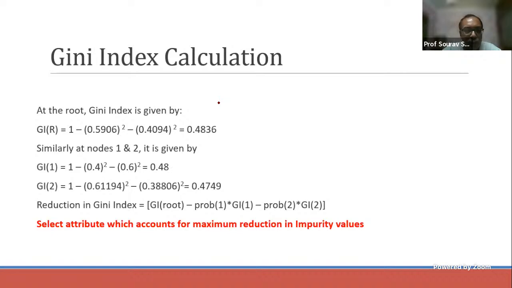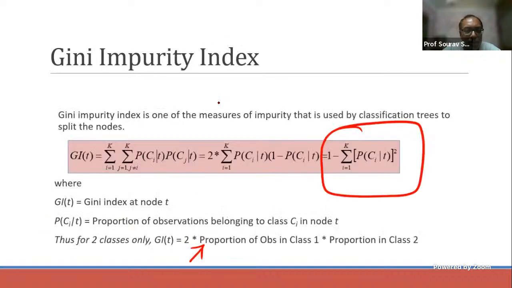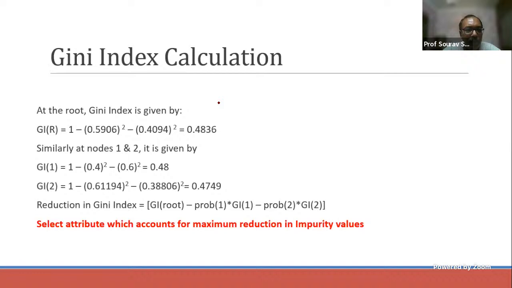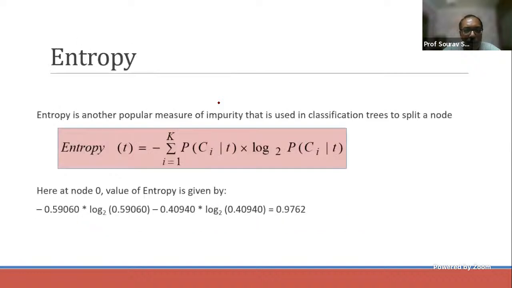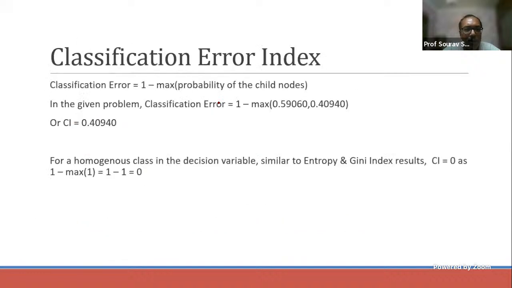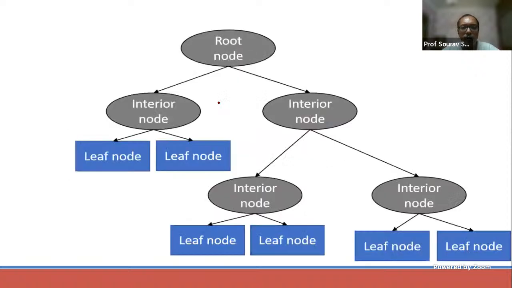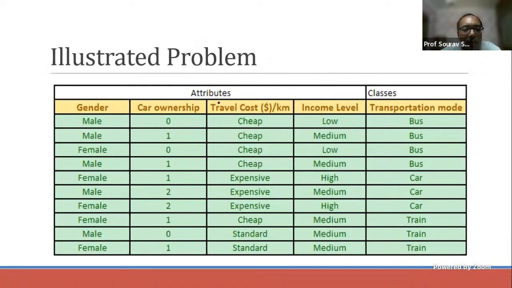Let me show you a small problem. This is a problem that we are going to solve. Here is some data, and the features or the attributes are the gender of a person, the car ownership, the travel cost, and the income level. 4 attributes. And then this is the target.